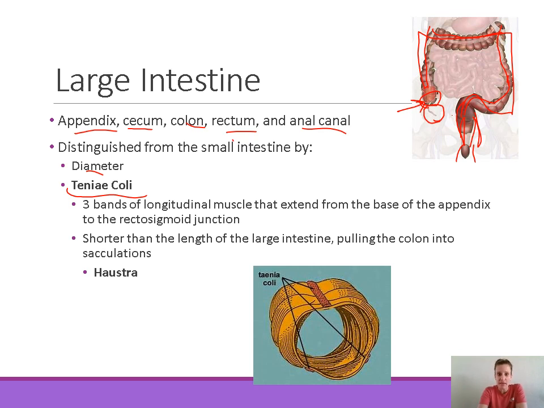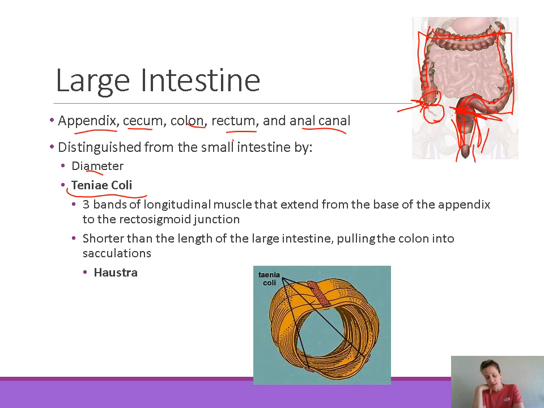They extend from the base of the appendix, which is towards the beginning of the large intestine, all the way to the rectosigmoid junction. At the rectosigmoid junction, the junction between the sigmoid colon and the rectum, those tenia coli become a complete layer of longitudinal muscle again. So the rectum itself has a complete longitudinal layer of muscle. It's no longer the tenia coli anymore.